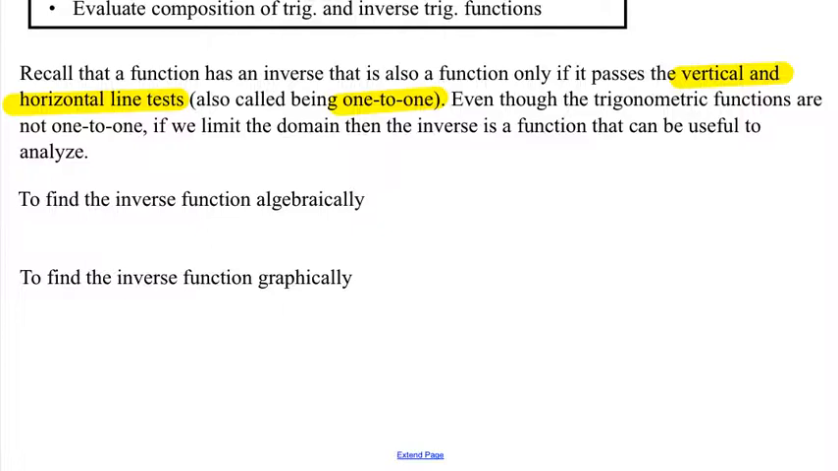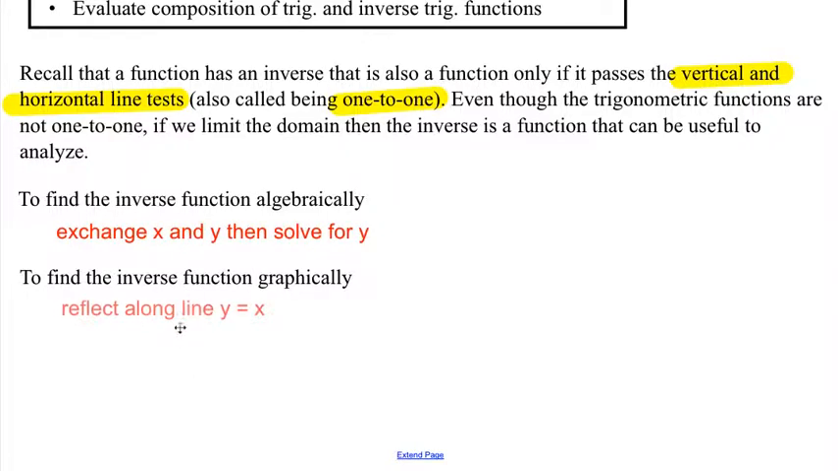So the functions we're studying right now, the trig functions, are periodic functions and they do not pass the horizontal line test, but they're interesting enough to study that if we limit the domain, then we can study the part of the function that has an inverse that is a function. A little bit of review: when we found inverse functions algebraically in the past, we exchanged the x and y variables and solved for y. To find them graphically, we reflected them about the line y equals x.